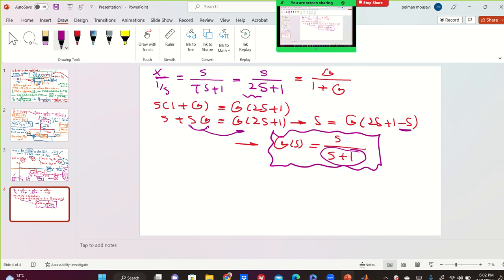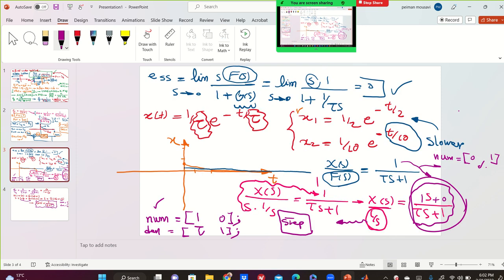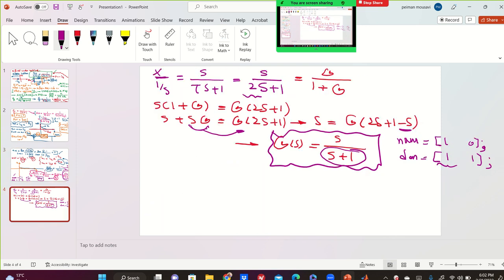So you saw that for the open loop transfer function, the numerator is 1 and 0, and the denominator is 1 and 1. There is a change in the denominator. Closed loop is tau and 1, here it is 1 and 1. Okay? Here that was 2 and 1, here it's 1 and 1. So can I go to the Simulink?